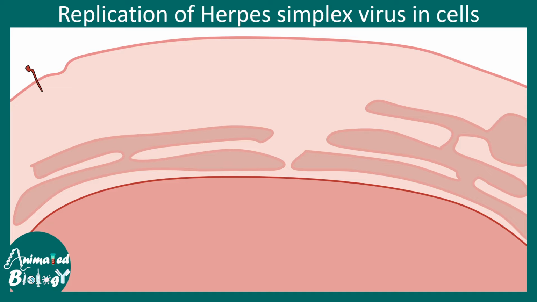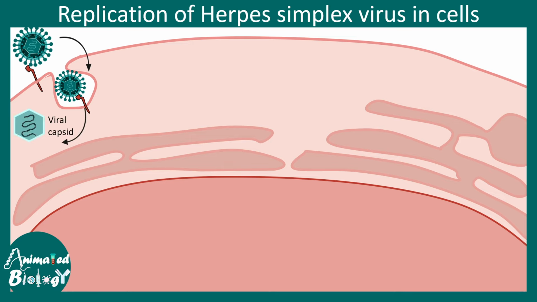Now let's talk about the replication cycle of herpes simplex virus. So here is an epithelial cell, and the herpes simplex virus binds to specific receptors. We are not taking the name of these receptors for simplicity, but anyway, these receptors lead to receptor mediated endocytosis of this virus. The virus sheds off the envelope, and the viral capsid is released into the cytosol, and the DNA enters the nucleus and circularizes inside the nucleus.